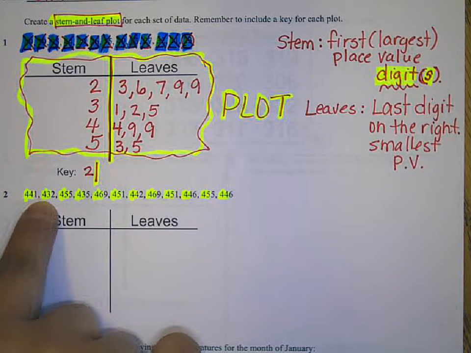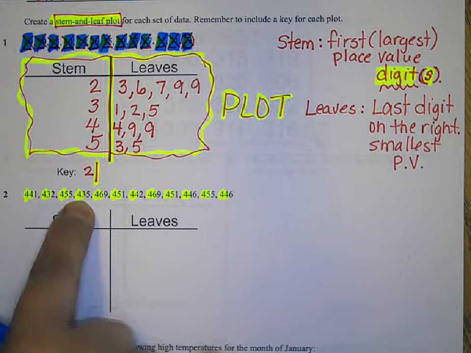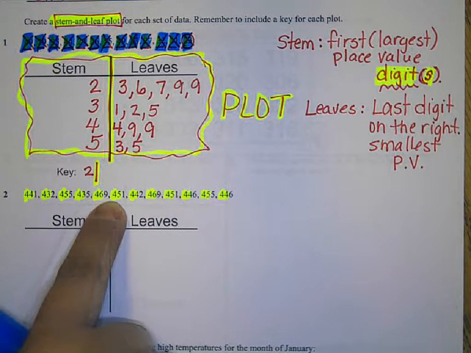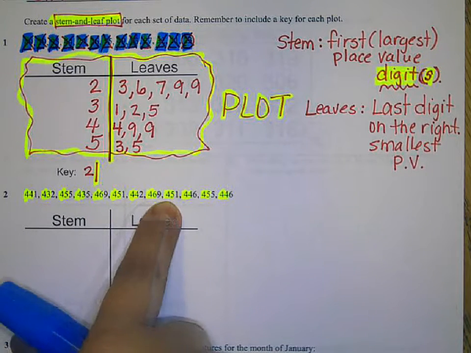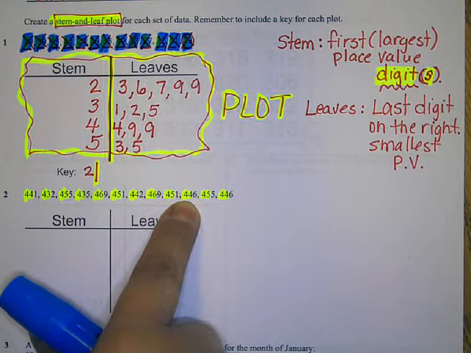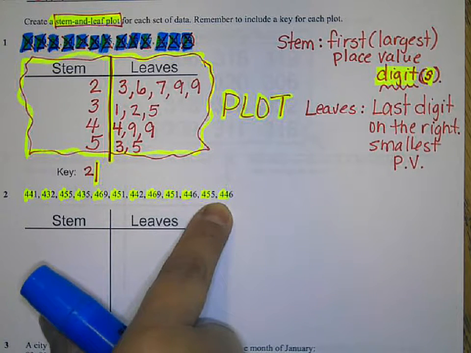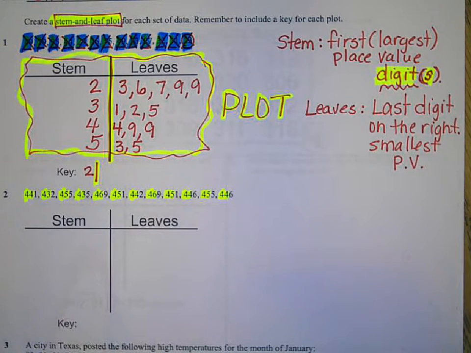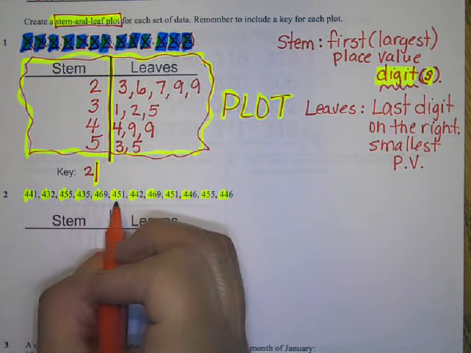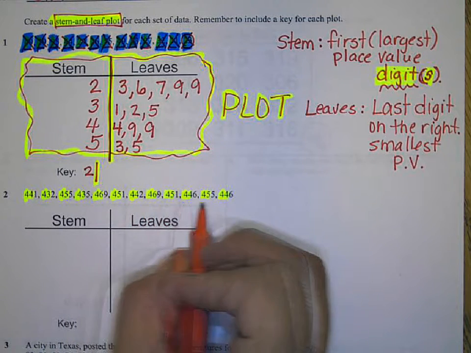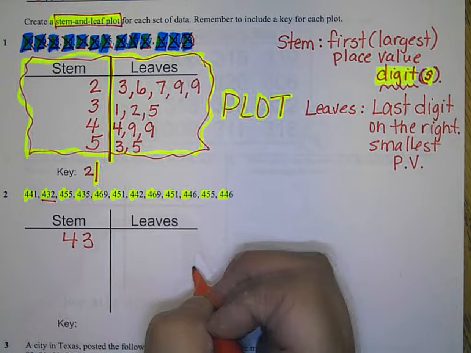440, 430, 450. Go, say them with me. 430, 460, 440, 460, 450, 440, 450, 440. So now we can place these in order as our stems. Our smallest one is 44, 43, 45, 43, 46, 45, 44, 46, 45, 44. So it's going to be the 43. My stem is going to be 43.